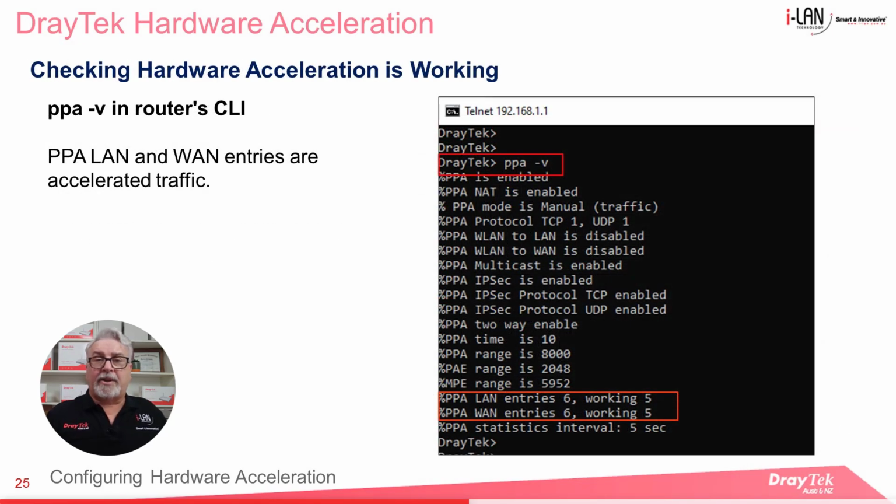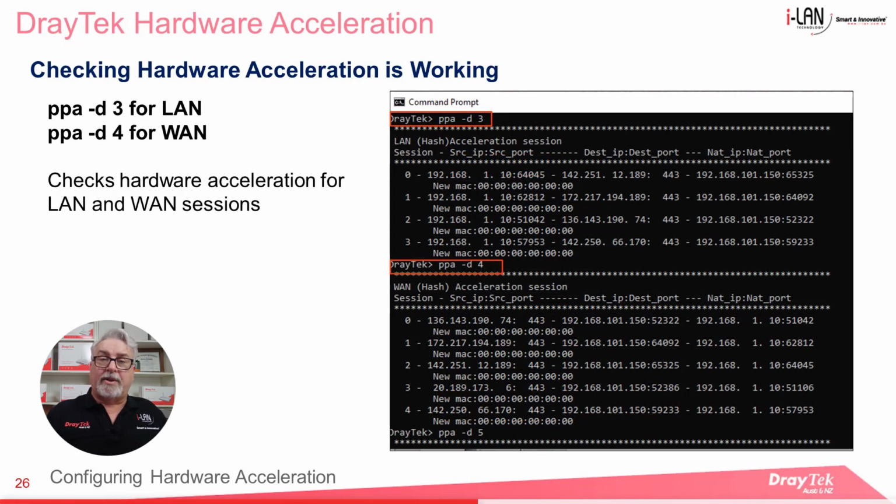To check if hardware acceleration is working, you can telnet to the router and run the command PPA-V in the router's CLI. The results displayed for PPA LAN and WAN are the accelerated traffic. You can also type PPA-D3 to see if hardware acceleration is working on a session from the LAN, and PPA-D4 to see if it is working on a session from the WAN.